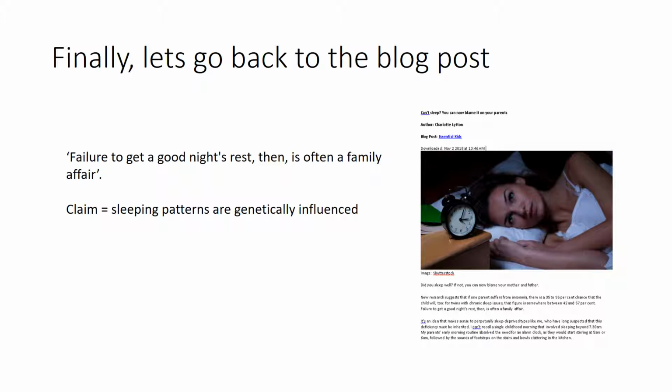In summary, it claimed that failure to get a good night's rest is often a family affair. So the claim they made is that sleeping patterns are genetically influenced. What the study found was that it was possible that genetics could influence insomnia, but the findings come from correlations between these two variables. This means the data can't be used to infer that genetics causes insomnia. So our blog post has sloppy scientific literacy and uses imprecise language to make a claim that isn't exactly true.